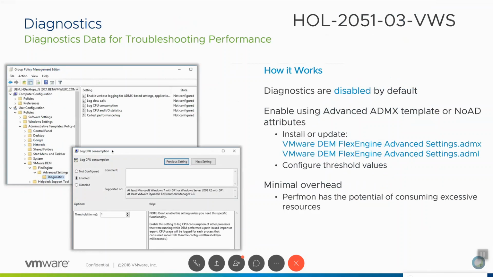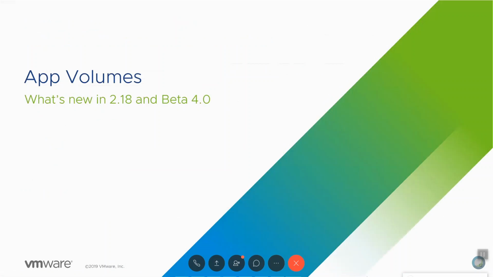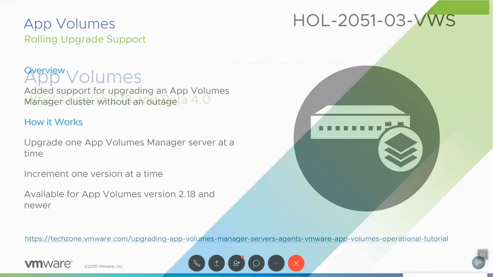Okay, App Volumes. The current version is 2.1.8. There is a public beta 4.0 out there, which we're going to talk about in a slide or two. Let me ask first, App Volumes, folks using it? Yep, okay. Great product. I love the flexibility of being able to take an application, extrapolate it away from your master image, and then put it into a VDI pool as needed based on user requirements.